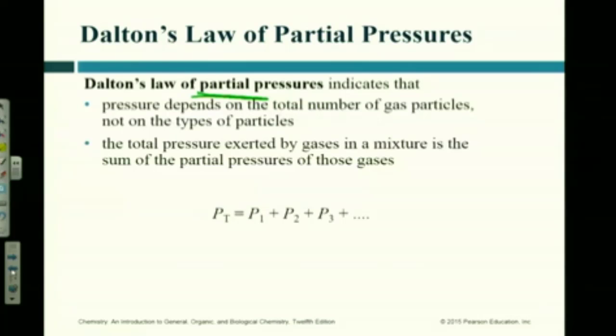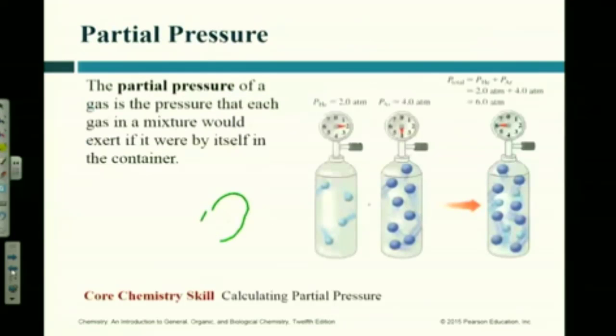So whether I have 2 or 200 gases in here, if I know the pressure of each gas, if I add them all up, it'll give me the total pressure.